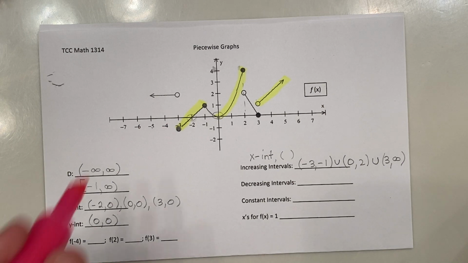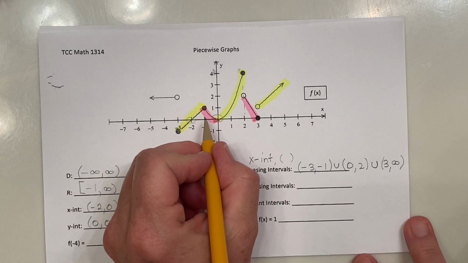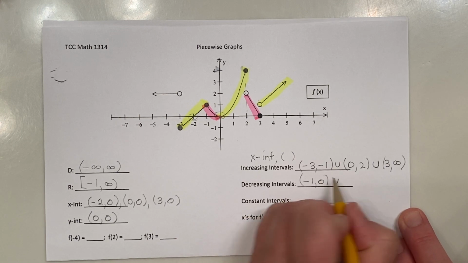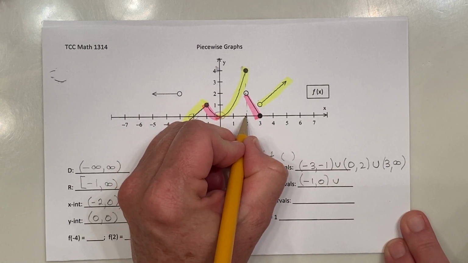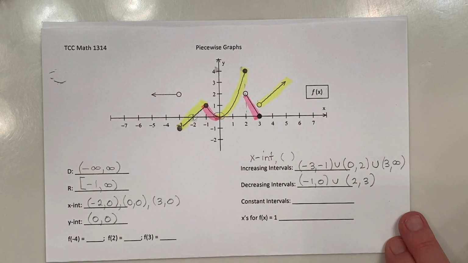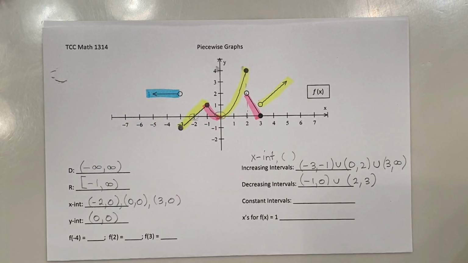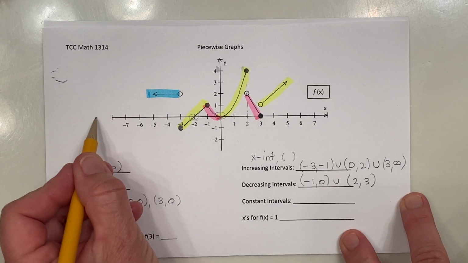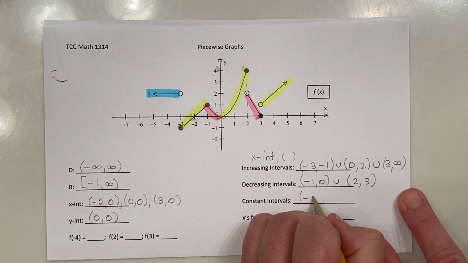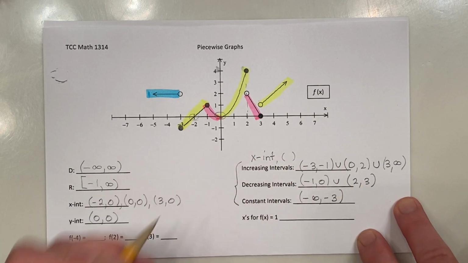All right, let's do decreasing intervals. Well, that would be here and here. So for decreasing from x equals -1 to x equals 0, and then from this x coordinate, read from the x-axis, is 2 to this x coordinate, which is 3. We do have a constant interval, and it's right here. And the arrow suggests that we come from -infinity and we stop being constant at x equals -3. Always parentheses, never bracket on this content question.